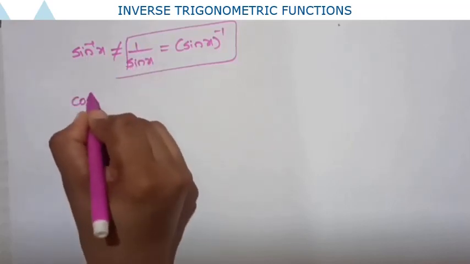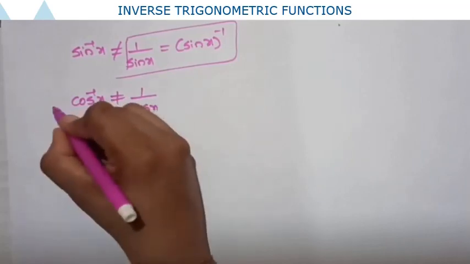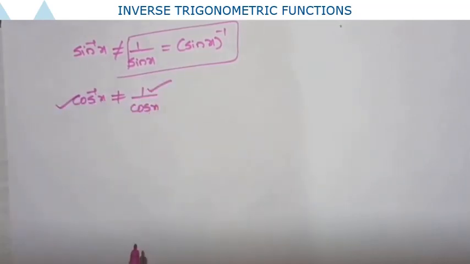And similarly, cos inverse x is also never equal to 1 by cos x. This is a different function. Make sure of that.